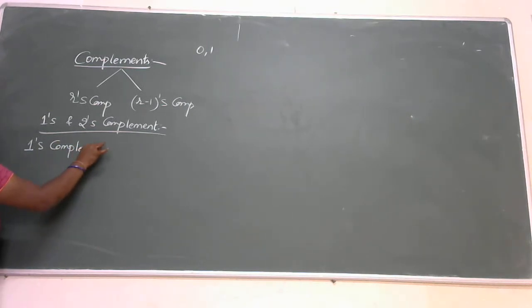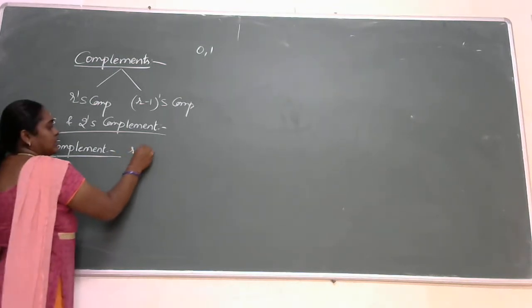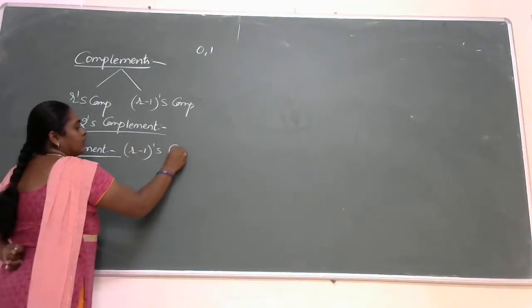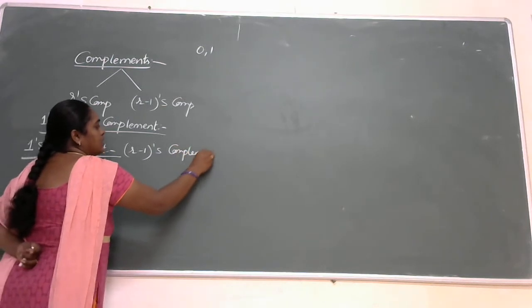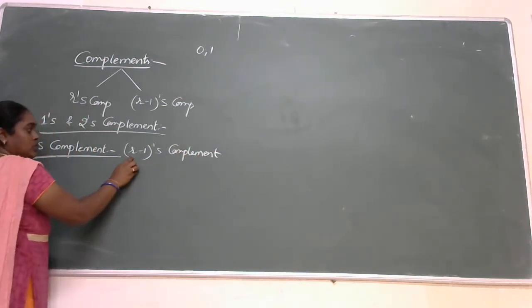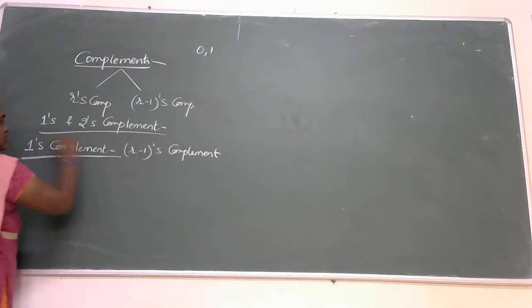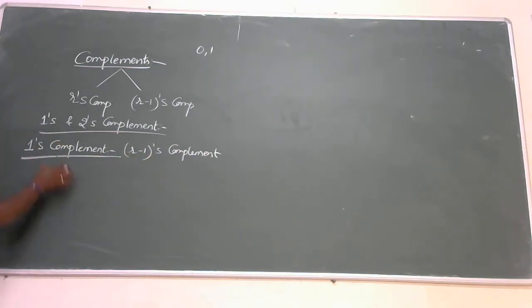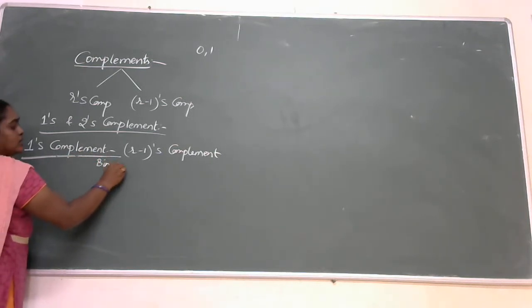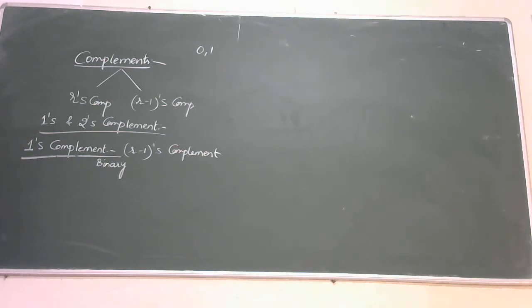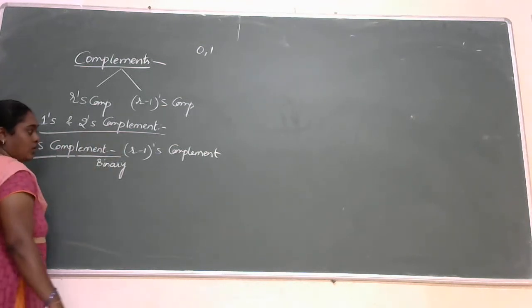Whenever we say 1's complement, it is an example of R minus 1's complement, because here the radix is 2. So 2 minus 1 is a 1's complement. Here 1's complement is applicable only for a number system of binary type. So if we are using a binary number system, we can perform two different complements: either 1's complement or 2's complement.